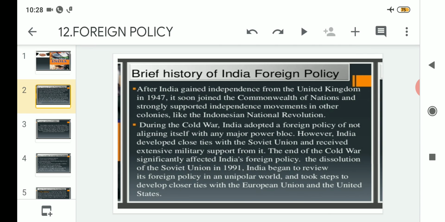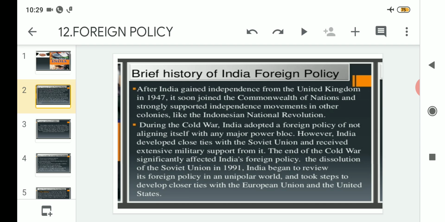Regarding the foreign policy, let us begin with a brief history of India's foreign policy after it became independent. Since then, what policies has India been following? According to the first point, after India gained independence from the United Kingdom in 1947, it soon joined the Commonwealth of Nations and strongly supported independence movements in other colonies like the Indonesian National Revolution.